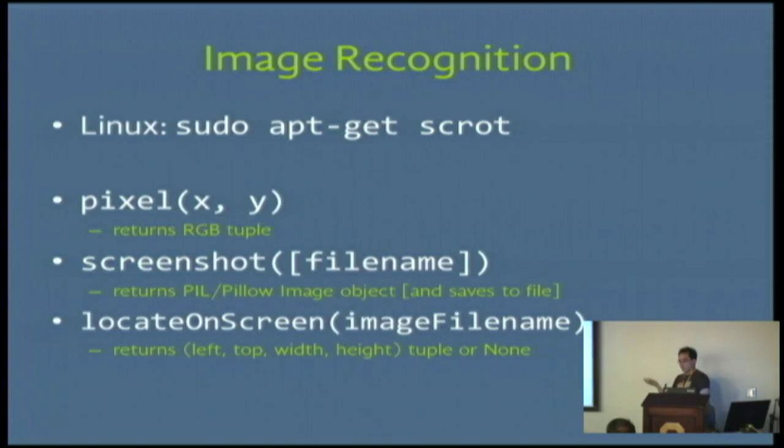And so PyAutoGUI will then just look on the screen for wherever this button is, and then return the coordinates, I think it's the left edge and the top edge for the X and Y, and then the width and height of that region. So you can find out where on the screen it actually is.